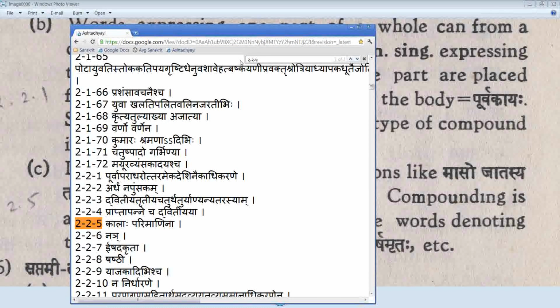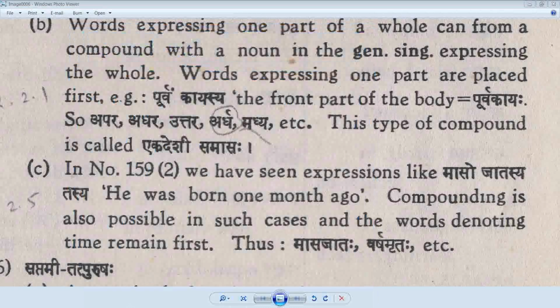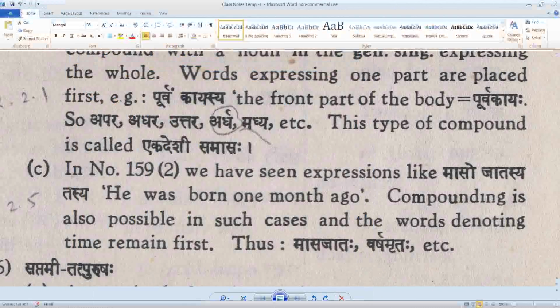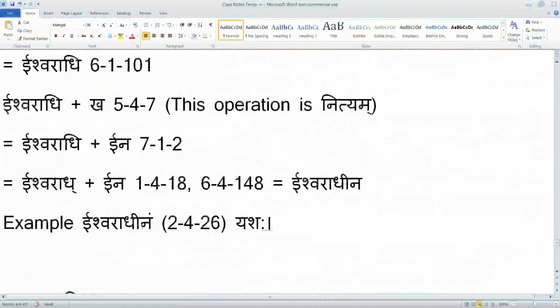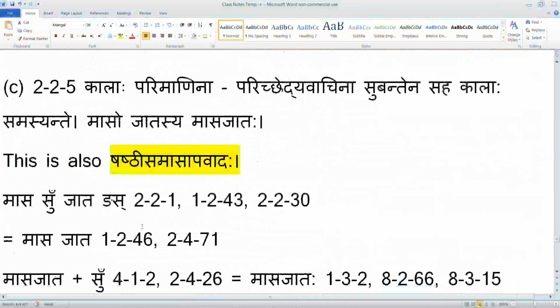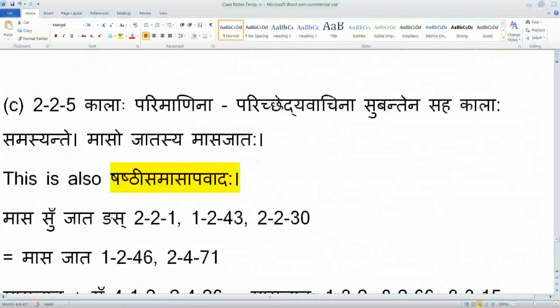Let's look at the parimana, which means measures. So parimanin, let's look at the vyakhyanam of that. This is the one over here. I'll be a little bit ahead. Okay. So it says that parichedya vachina subantena saha kalaha samasyante.